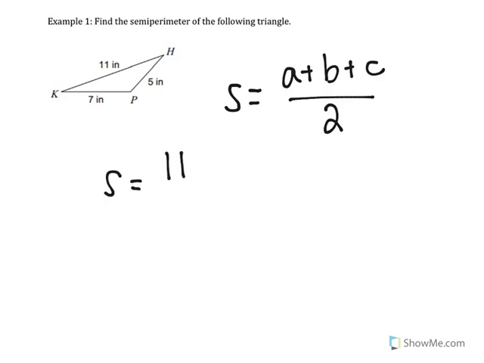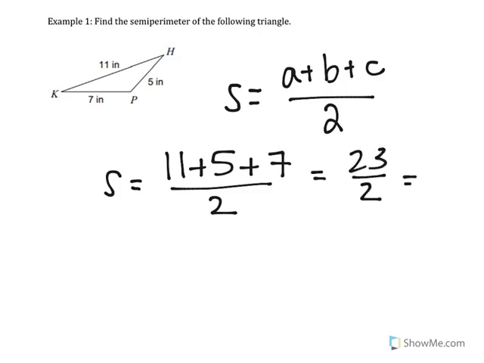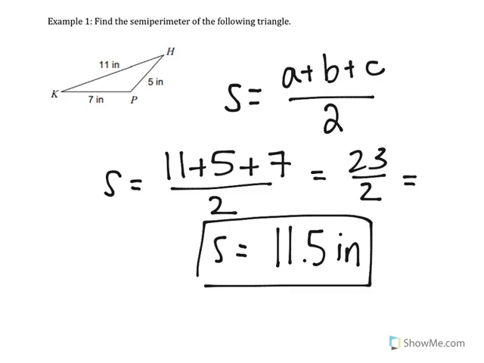The semi-perimeter is 11 plus 5 plus 7 divided by 2, which is 23 over 2, which is equal to 11.5 inches. This is not the area, it's just the semi-perimeter. Semi means half, so it's just half of the perimeter. You add up the three sides and divide by 2. This is what we use in Heron's formula. In this case, the semi-perimeter is 11.5 inches. This isn't hard to find, so how do we use the semi-perimeter to actually find the area using Heron's formula?